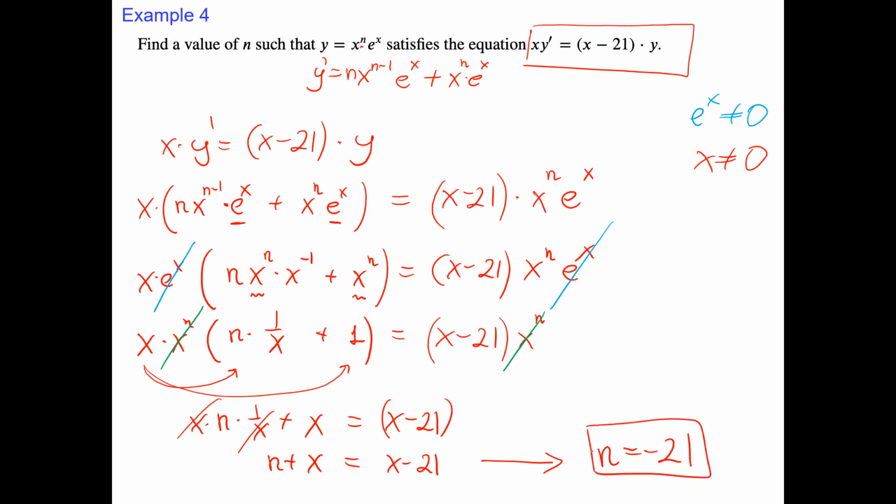In order for the left and the right hand side to be the same, because that's the purpose of every equation, n equals negative 21. Okay, that's the solution. We did a little bit of algebra.